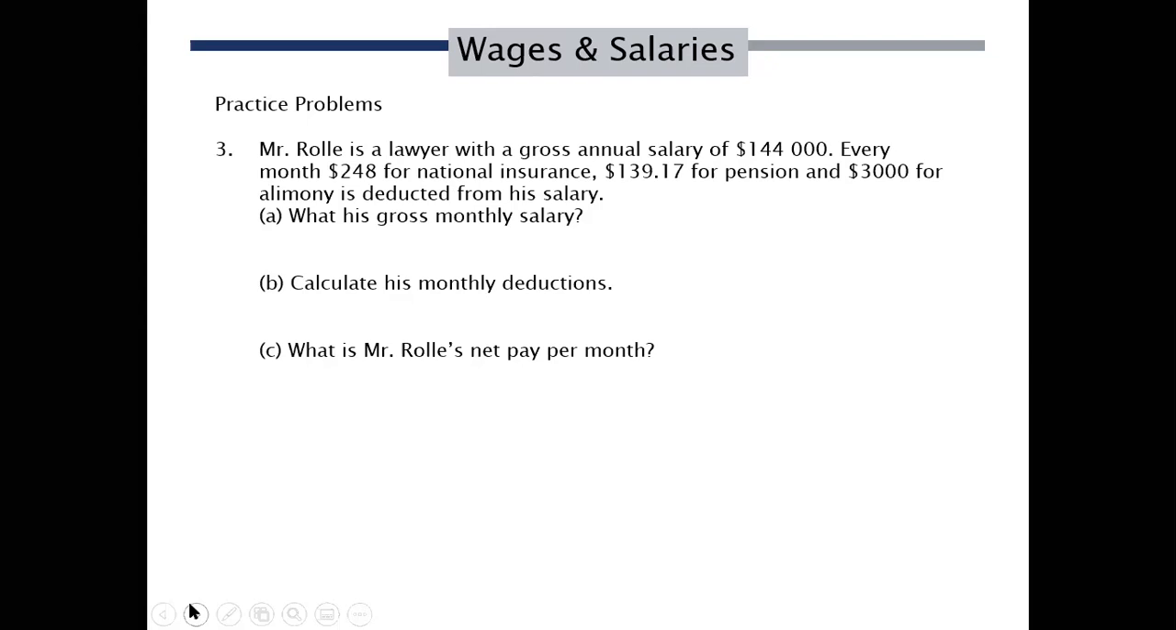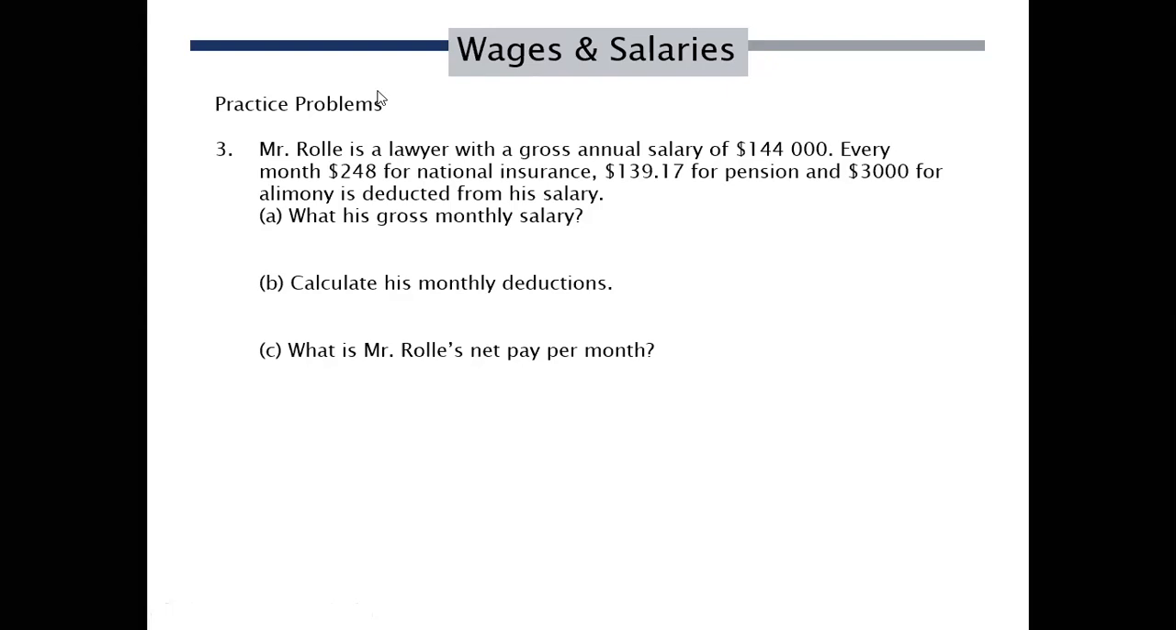All right, so let's finish up this question. Mr. Roll is a lawyer with a gross annual salary of $144,000. Every month, $248 for national insurance, $139.17 for pension, and $3,000 for alimony is deducted from his salary. And we're not going to do the working. I'm going to give you the answers, because I trust that up to this point, you should be able to work this out. What is his gross monthly salary?